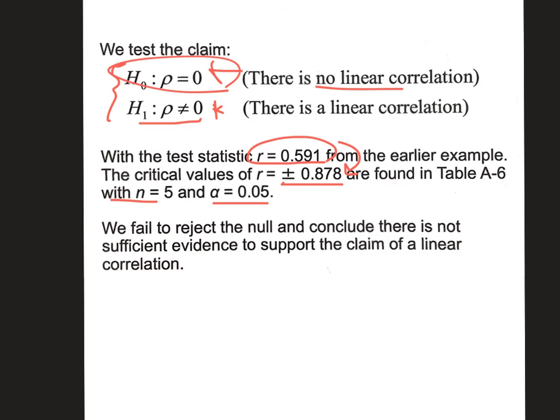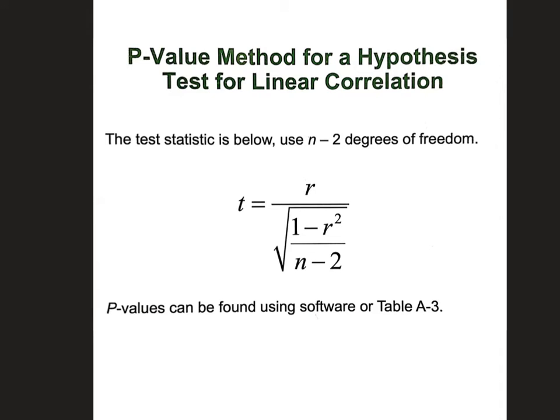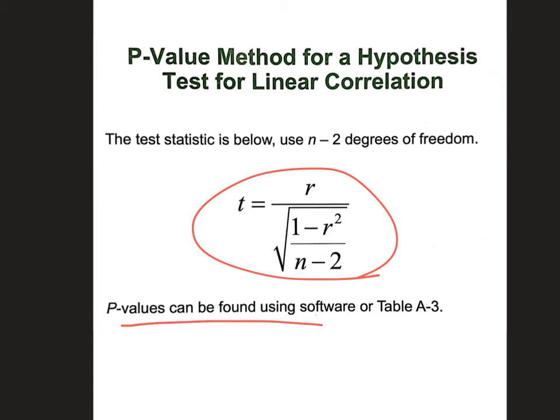All right, the p-value method, which to be honest, is the one we're going to use the most for our hypothesis tests. Our test stat is right here. That's the formula. Our computer's going to do that for us most of the time. P-values can also be found using software, which is what we're going to use the most. But the P and T kind of go together.